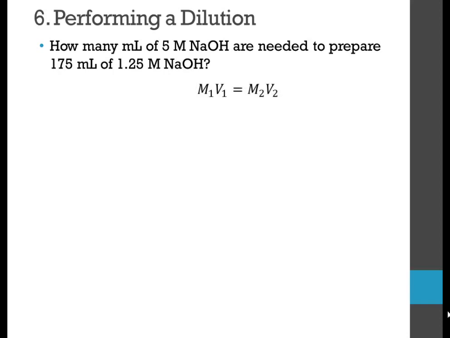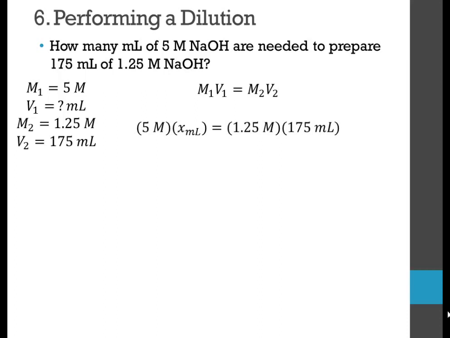So our equation is M1V1 equals M2V2 for a dilution. So M1 is our initial molarity, and V1 is the initial volume. So it doesn't really matter which one you pick is which, as long as they're paired correctly. So for example, the question mark milliliter goes with 5 molar, and the 175 milliliter goes with 1.25 molar. So at this point, we just plug it in.